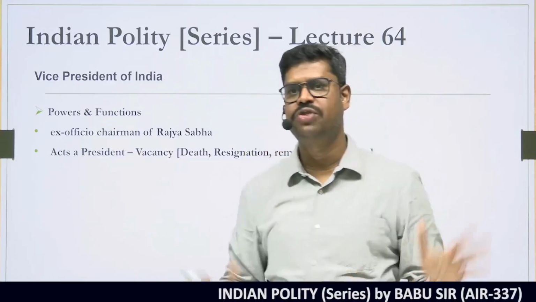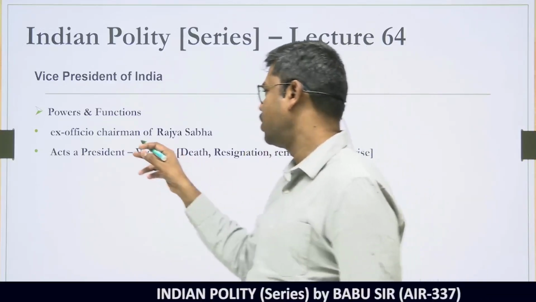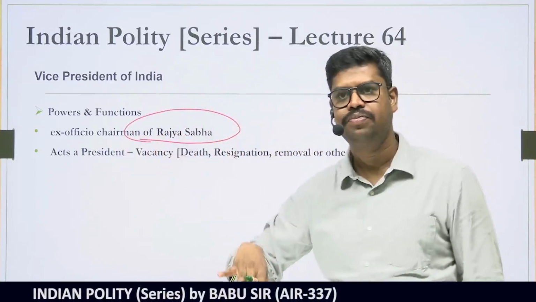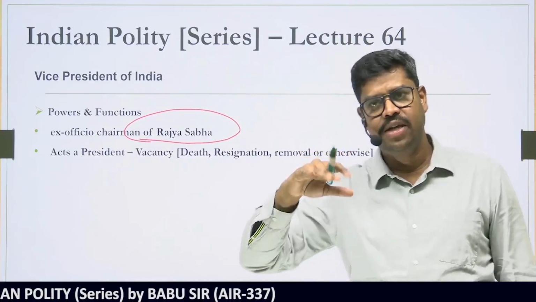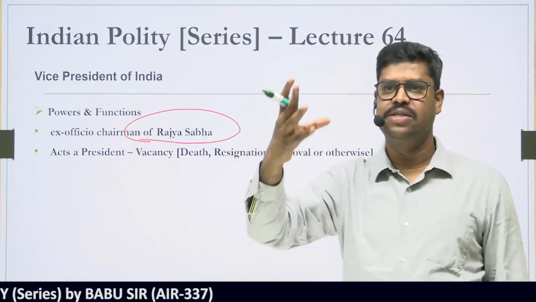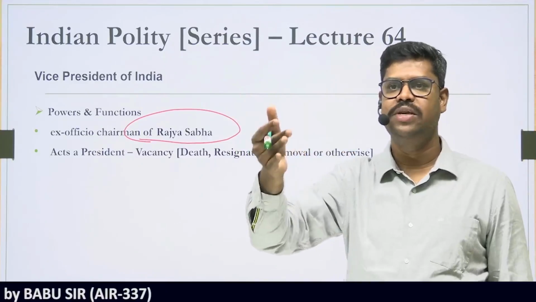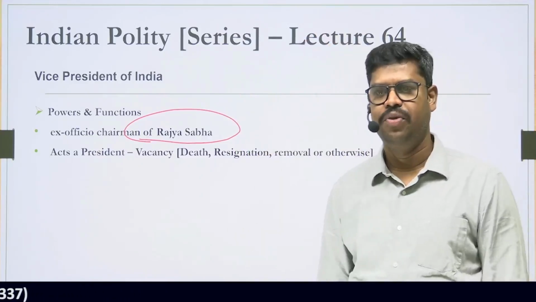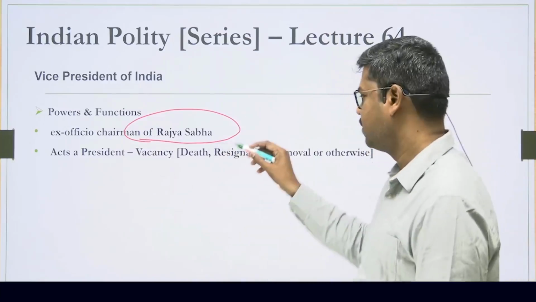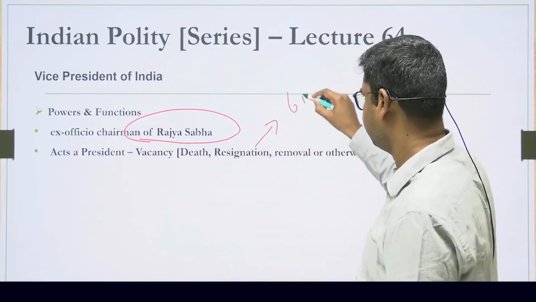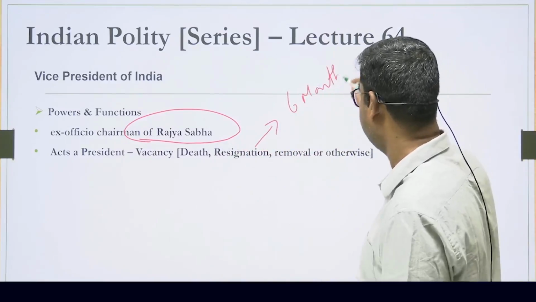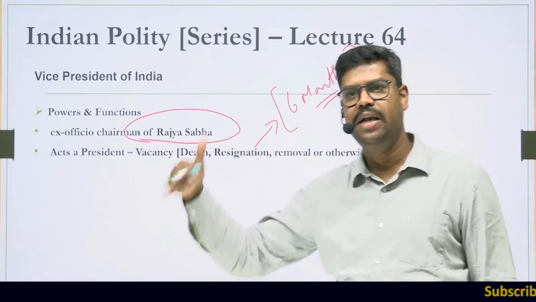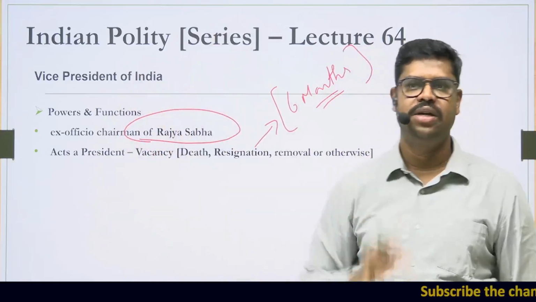So his foremost function is to act as the ex officio chairman of Rajya Sabha. This is a normal function. But if there is a vacancy in the office of the president, by reason of death, resignation, removal or otherwise, then the vice president would act as the president of India. And how long the vice president can act as president is a maximum of 6 months. This is what I had asked. Anyways, I have given the answer. For 6 months maximum, he can act as the president of India. In the meantime, within 6 months, the new president has to be elected.